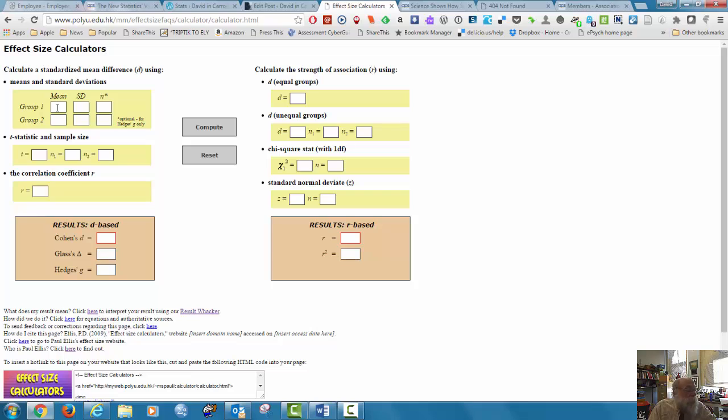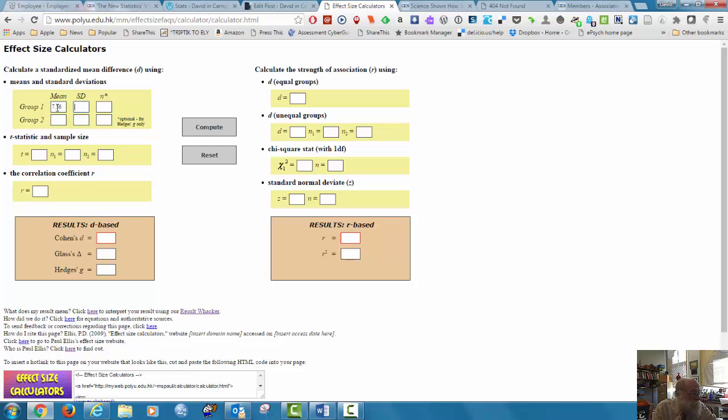In this case, I'm using an example from Gravetter and Wallnau. It's problem number 23, page 349, in which we have one condition, a well-lit room, and another condition, a dimly lit room. And this is for an independent groups design. That's very important because you calculate your effect size statistics differently for a between-subjects than a related groups design. In this particular example, the mean in the well-lit group is 7.56.